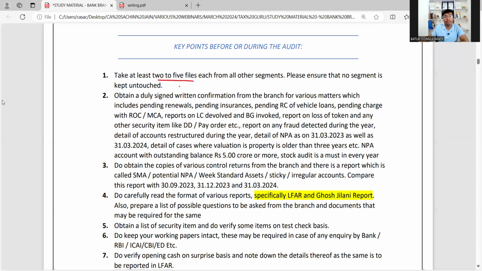Take at least 2 to 5 files of each segment. If there is gold loan, vehicle loan, home loan, business loan, or CCOD, you just need to select 2 to 5 physical files of each and every segment, so that you can confirm yourself about the sampling. Please ensure that no segment is left untouched. Even if gold loan is the smallest segment, it is our responsibility to check the file of gold loan, and also to check the physical gold. For that purpose we can check the valuation report as well as verify the physical gold.